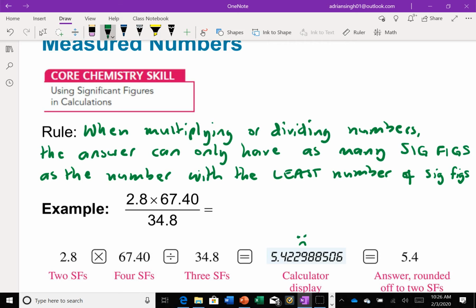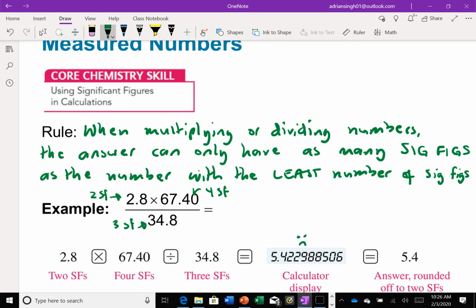You have to apply the rule for multiplication and division. So how many sig figs are here? 2. How many sig figs are here? 4. How many sig figs are here? 3. So your final answer then can only have 2 sig figs, right? With the number with the least number of sig figs. So 2 sig figs here, 4 sig figs on that one, and 3 sig figs. So we're going to round our final answer to 2 sig figs.